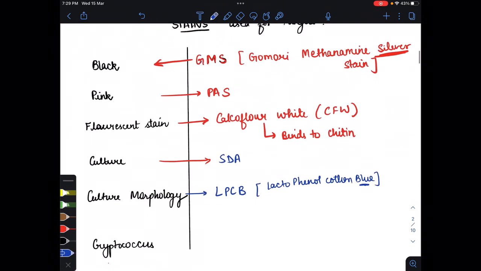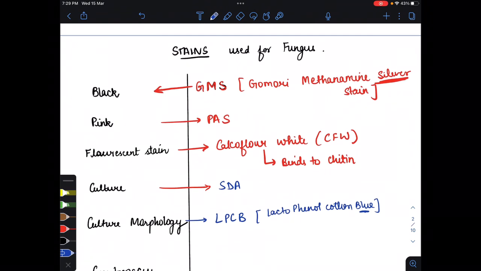But for the GMS stain, there is one organism that also stains, that is Pneumocystis jirovecii, formerly called Pneumocystis carinii. So please remember that it is stained by GMS stain, which looks black in color.